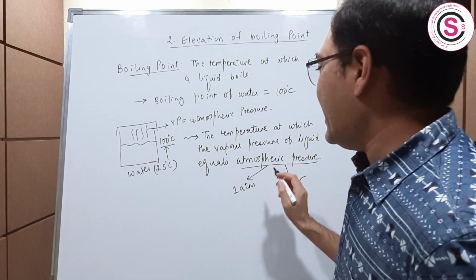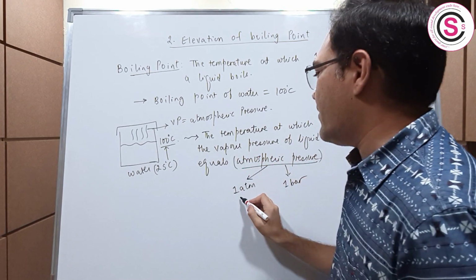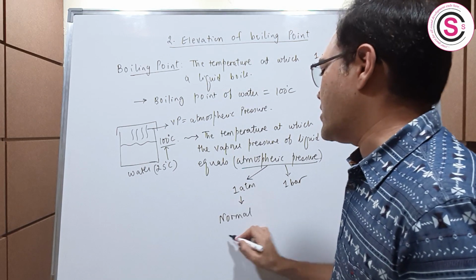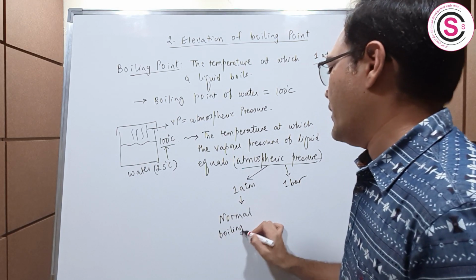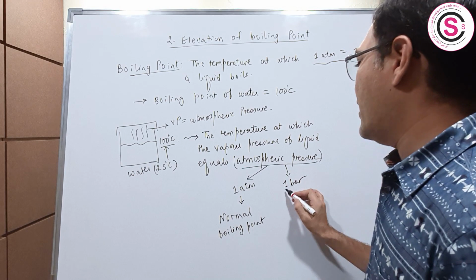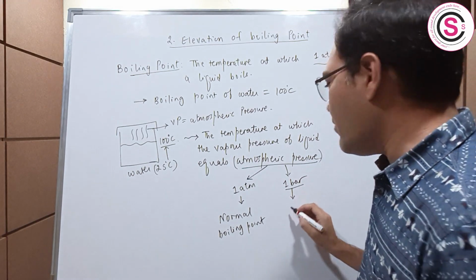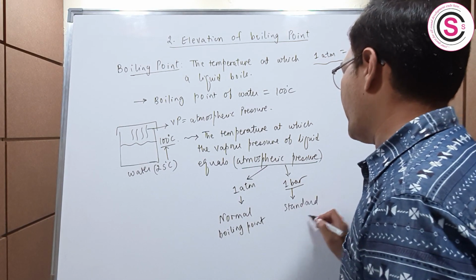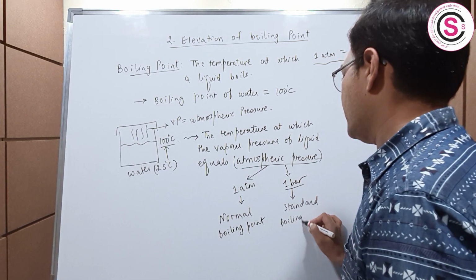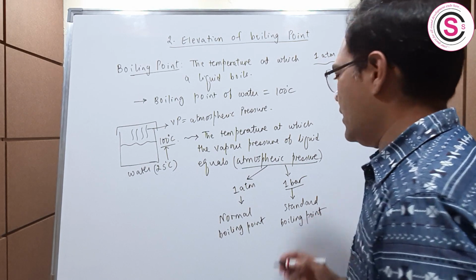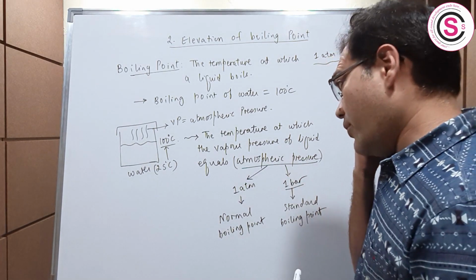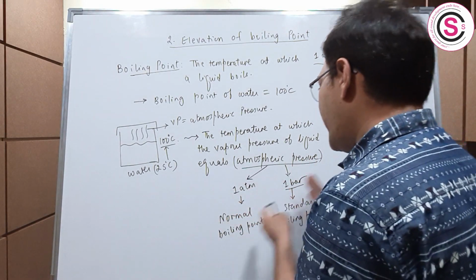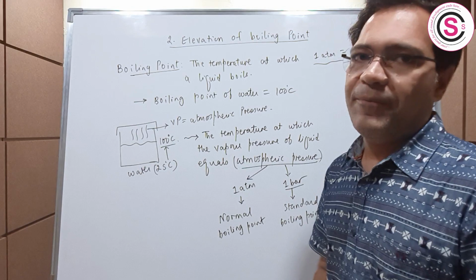So if I consider my atmospheric pressure as 1 atmosphere, then the boiling point is known as the normal boiling point of the liquid. And if I consider my atmospheric pressure as 1 bar, then the boiling point of the liquid is known as the standard boiling point of the liquid. Correct? So depending on whether your atmospheric pressure is 1 atmosphere or 1 bar, we have normal boiling point and standard boiling point of the liquid, right?